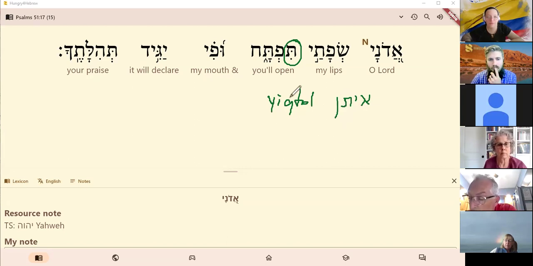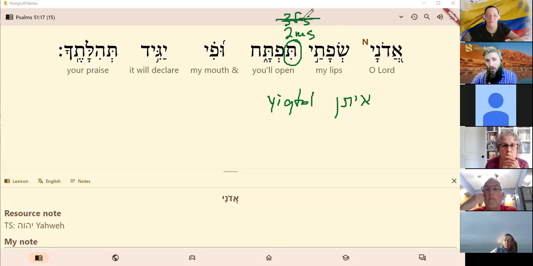Is it first person singular? No, that would be aleph. I will do something, as aleph. What is tav? It's second masculine singular. Right, we have options. It's either 2ms or it's 3fs. But since Adonai is not 3fs, we can be sure that that's not the correct interpretation. We're speaking to you, O Lord, who will patach, open.